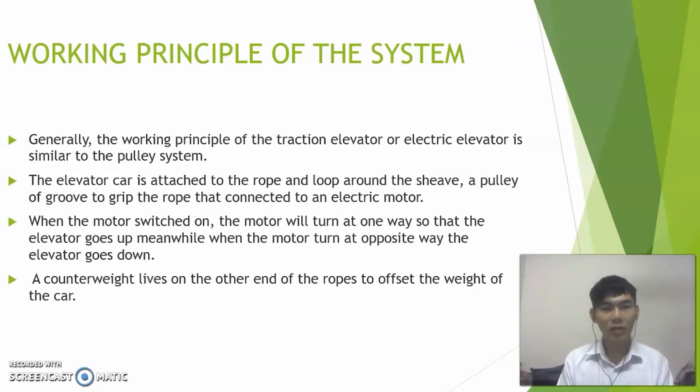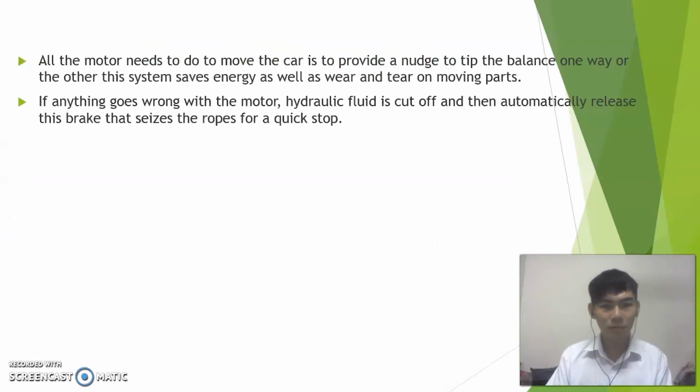When the motor switches on, the motor will turn one way so that the elevator goes up. Meanwhile, when the motor turns the opposite way, the elevator goes down. A counterweight lifts on the other end of the rope to offset the weight of the car. All the motor needs to do to move the car is to provide enough force to keep the balance one way or the other. This system saves energy as well as wear and tear on moving parts.